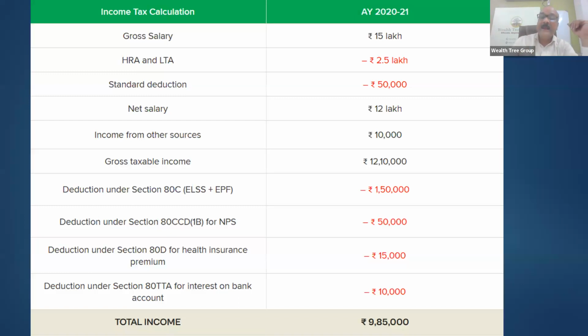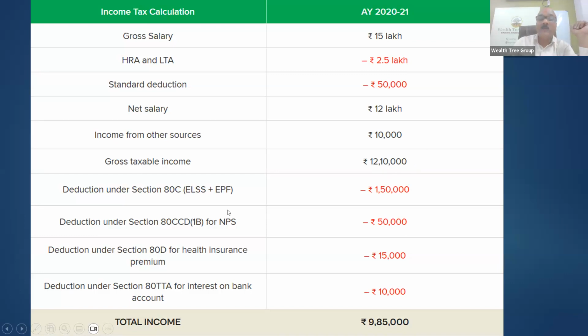It is allowed for salaried employees. Then net salary is 12 lakhs. So automatically from 15 lakhs, these are the permanent standard deductions which they can avail. After that, 12 lakhs is the income for him. Then income from other sources is around 10,000, maybe a small income he is getting. So gross taxable income is now 12 lakhs 10,000.